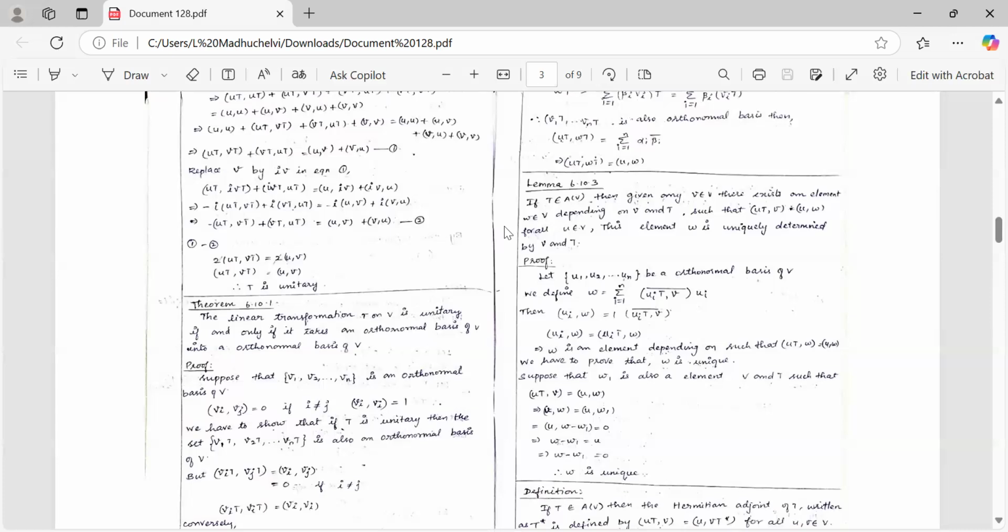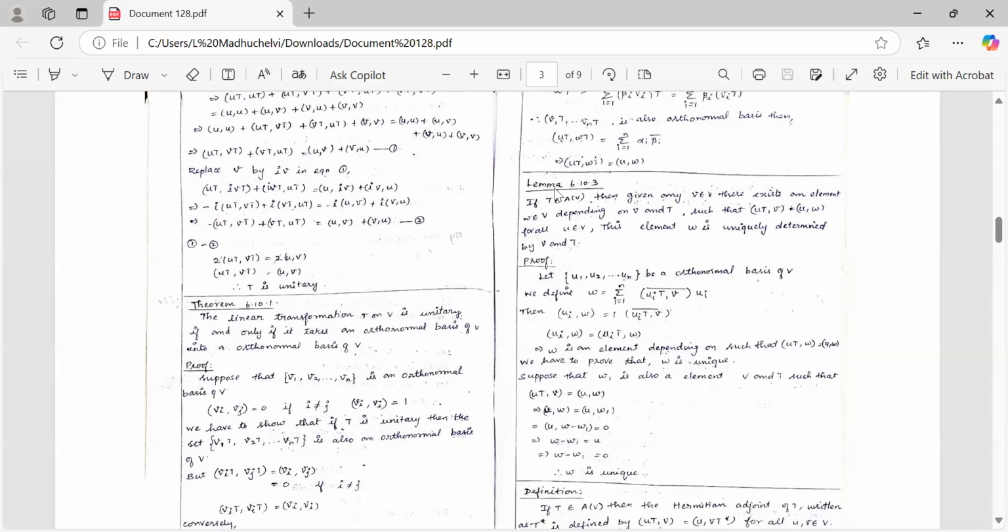Let us go to the next lemma. If T belongs to A(V), then given any V belonging to V, there exists an element W belonging to V, depending on V and T, such that the inner product (UT, V) equals the inner product (U, W) for all U belonging to V. This element W is uniquely determined by V and T. Let us see the proof. Let U1, U2, etc., Un be an orthonormal basis of V.